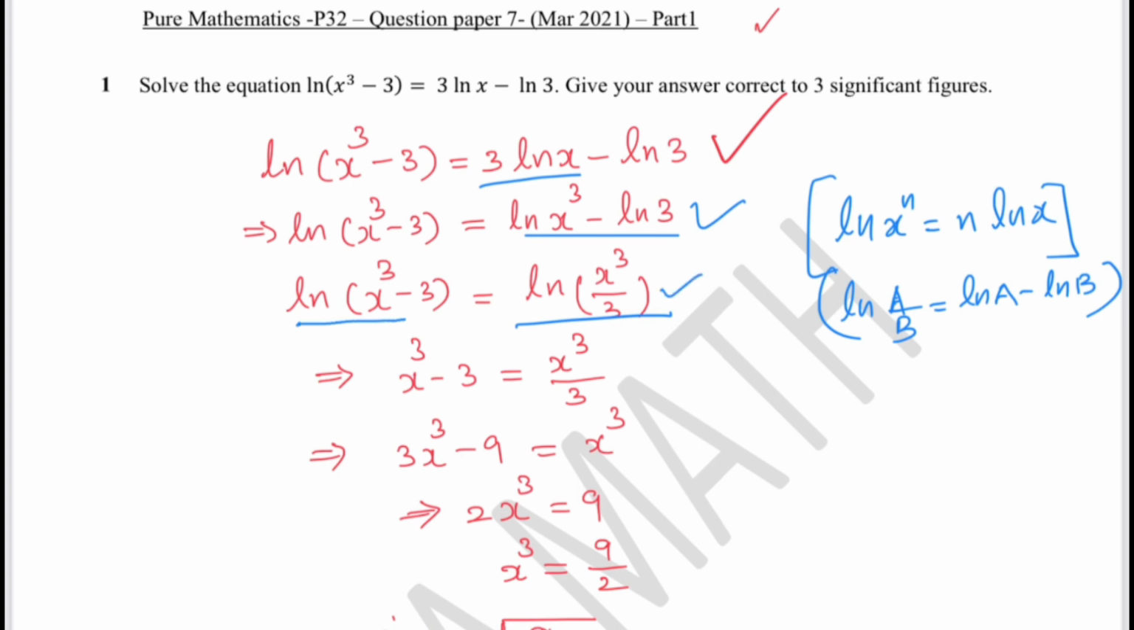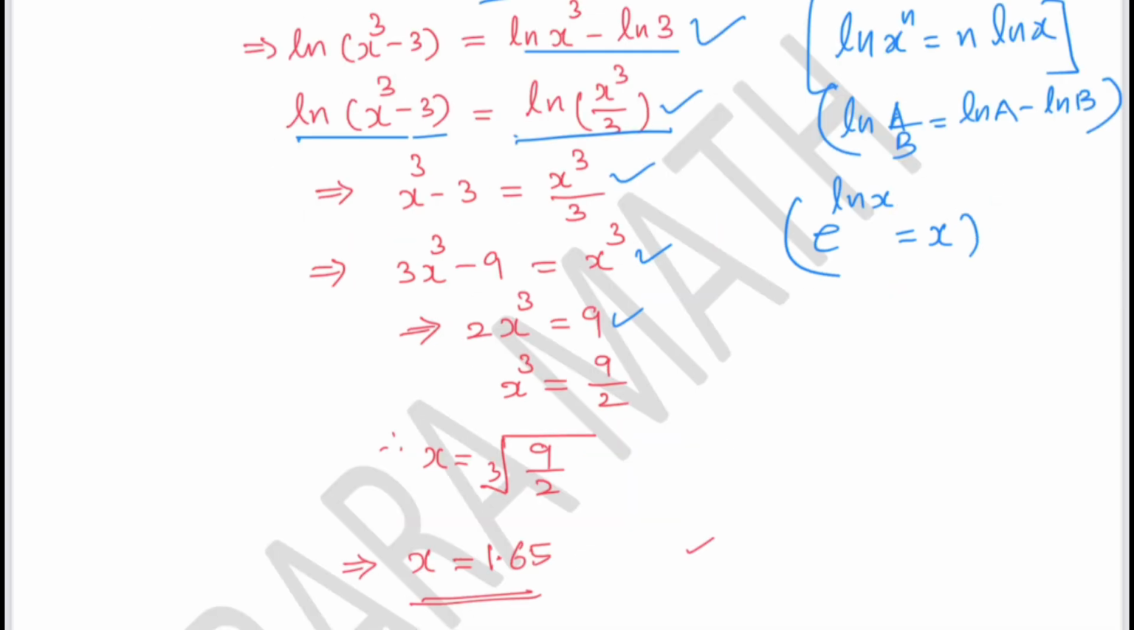Now you got natural logarithm of x cube minus 3 is equal to natural log of x cube over 3. Now taking exponentiation on both sides and applying the result, e power natural logarithm of x is nothing but x, because exponentiation and natural logarithm are the inverse of each other. So you get x cube minus 3 is equal to x cube over 3. Multiply throughout by 3, you get the next step: 3x cube minus 9 is equal to x cube. Rearrange the terms and simplify, you get 2x cube is equal to 9, therefore x cube is 9 over 2, and x is equal to cube root of 9 over 2, that is x is equal to 1.65.